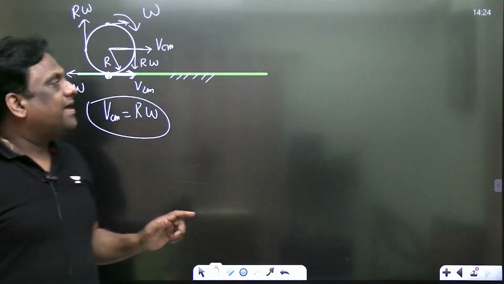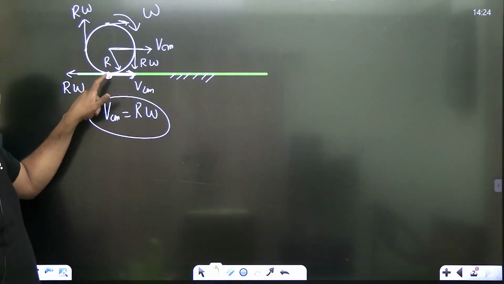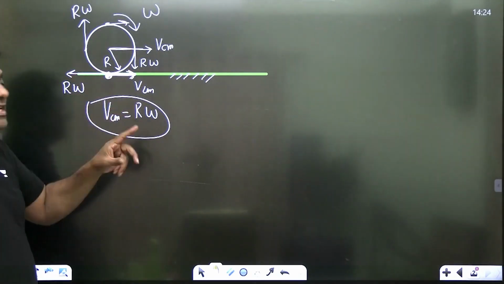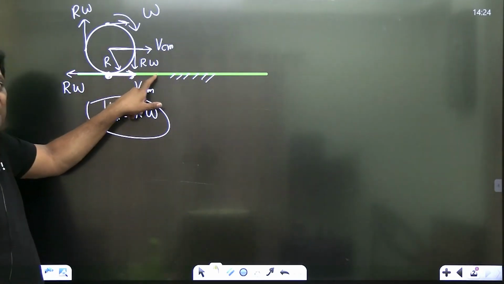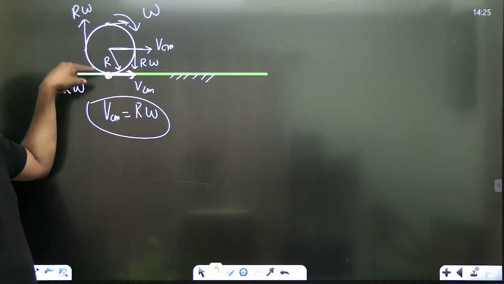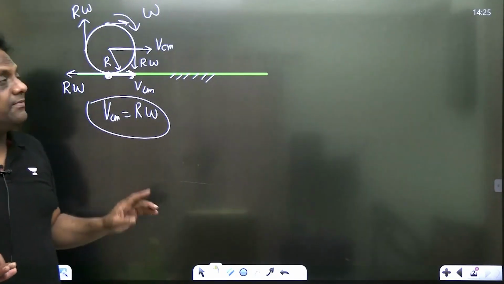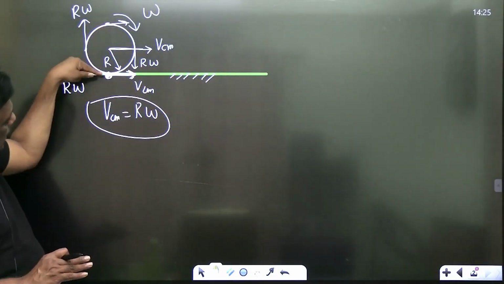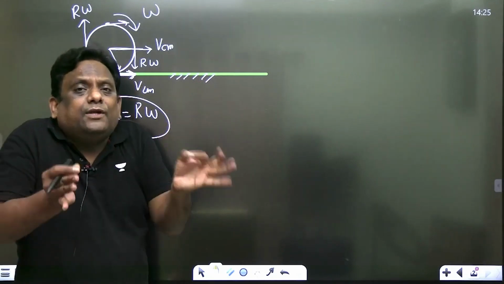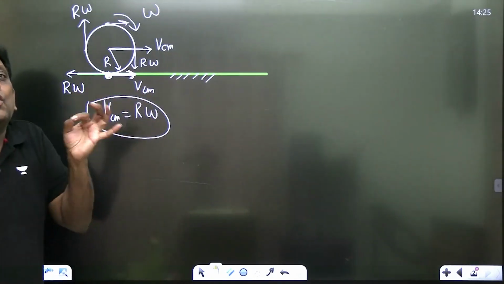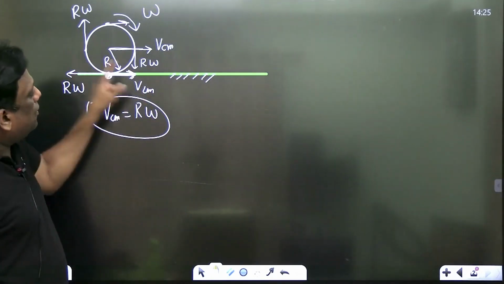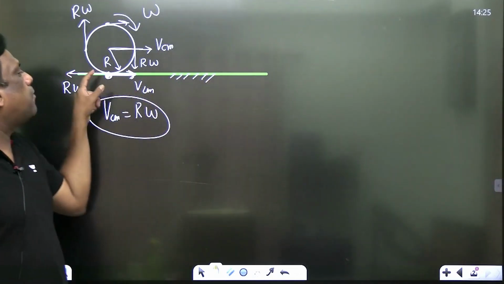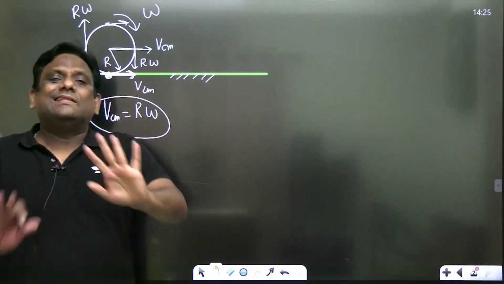For pure rolling, at that instant, the relative velocity is 0 between the contacting surface and the point of contact. I'm not saying the velocity is 0. If this surface moves with some velocity, this point will also move with the same velocity. What I mean to say is, under pure rolling, there is no relative motion between the point of contact and the ground surface. So as you assume the ground surface to be stationary, this point of contact will also have 0 velocity. That is pure rolling.